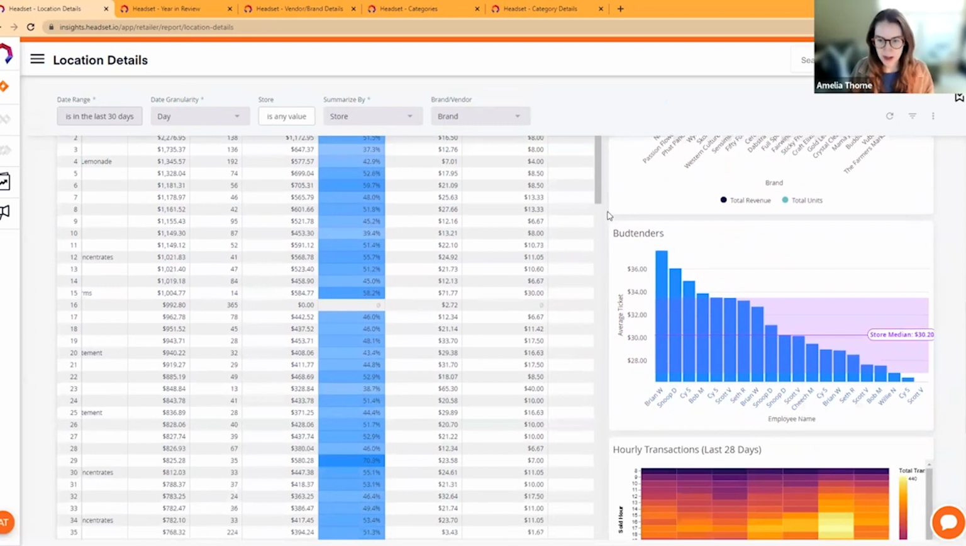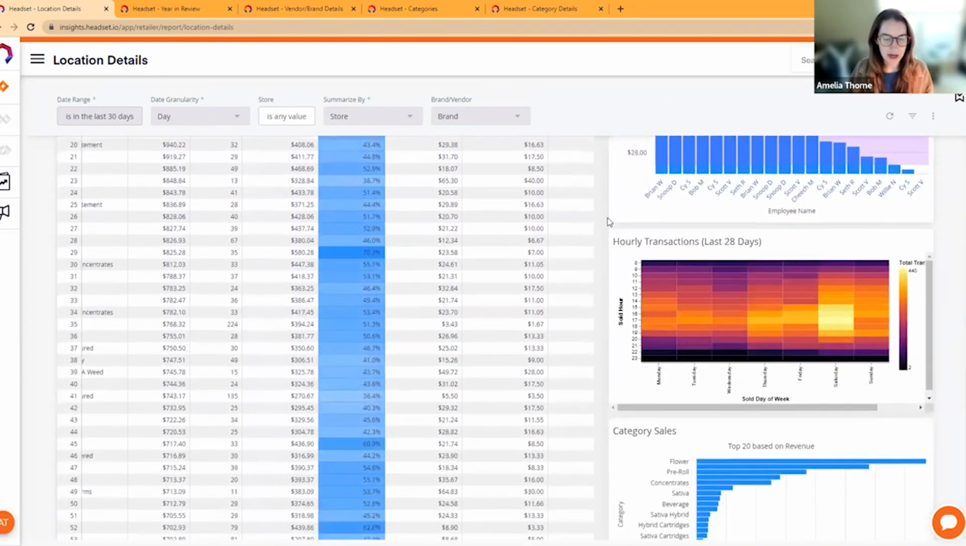Alrighty. The other thing I really like about this location details is the hourly transactions. I believe on your daily summary email, you get a heat map, but I can't quite remember. Regardless, you can find an hourly transactions heat map over here on the right. So essentially, when are the most transactions happening during which hour of which day? It looks like Saturday afternoons, which is pretty standard. That is the highest transaction time for our stores.